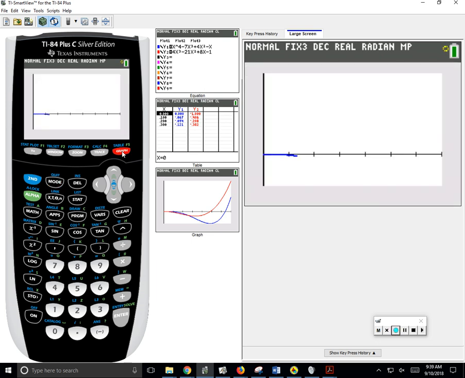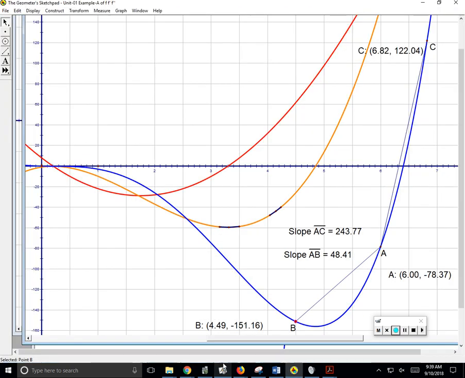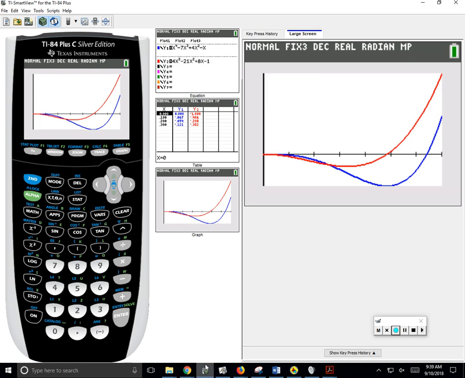Back here, I kind of misexplained something. It caused some confusion. Okay, the idea is that the tangent slope of the blue graph will match the y-coordinate of the red graph. We can find the y-coordinate on the red graph by going here, hitting trace, make sure I'm on the red graph, then hit 6. So I don't want the slope at this point, I just want the y-coordinate. So notice there's no dy dx or anything, it's just the y-coordinate. Okay. Anybody else? Yes, please.